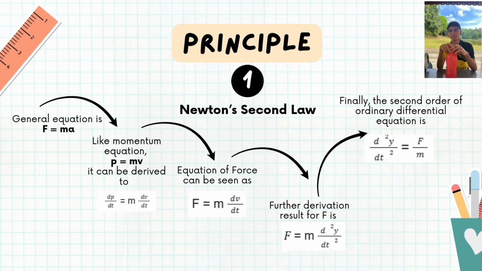We can relate it with the equation of force, which can be seen as F equals m dv over dt. We can do further derivation for the F, which is F equals m d square y over dt square. And finally, we can get the second order ODE, or ordinary differential equation, which is d square y over dt square equals F over m.